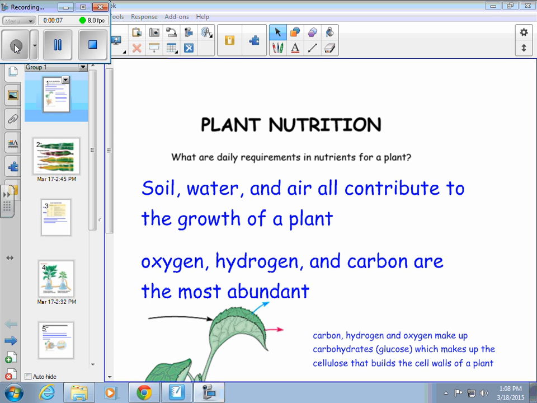The focus is on plant nutrition and what mechanisms plants use to get the daily nutrients they need in order to maintain homeostasis. We're going to start off talking about nutrients that a plant needs. Plants can get nutrients from the water, soil that they're in, and air that surrounds them. All of those things contribute to the growth of the plant.